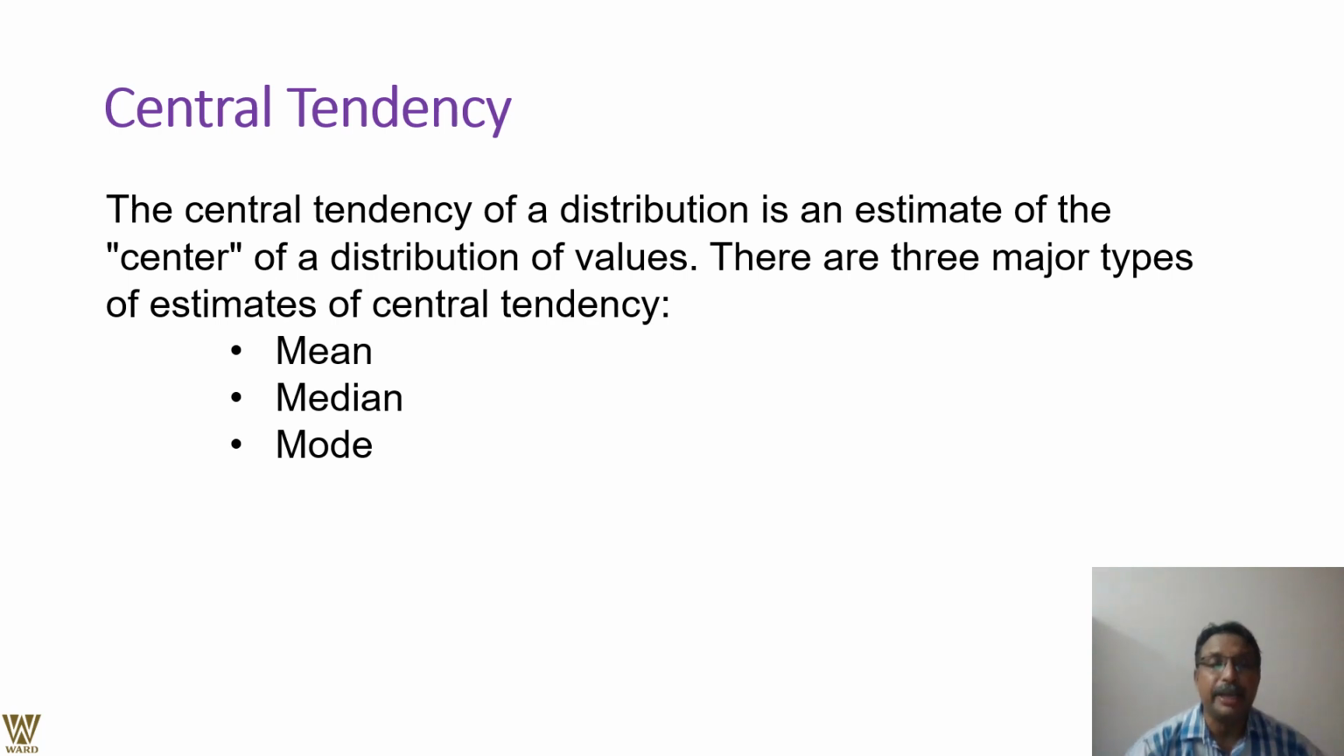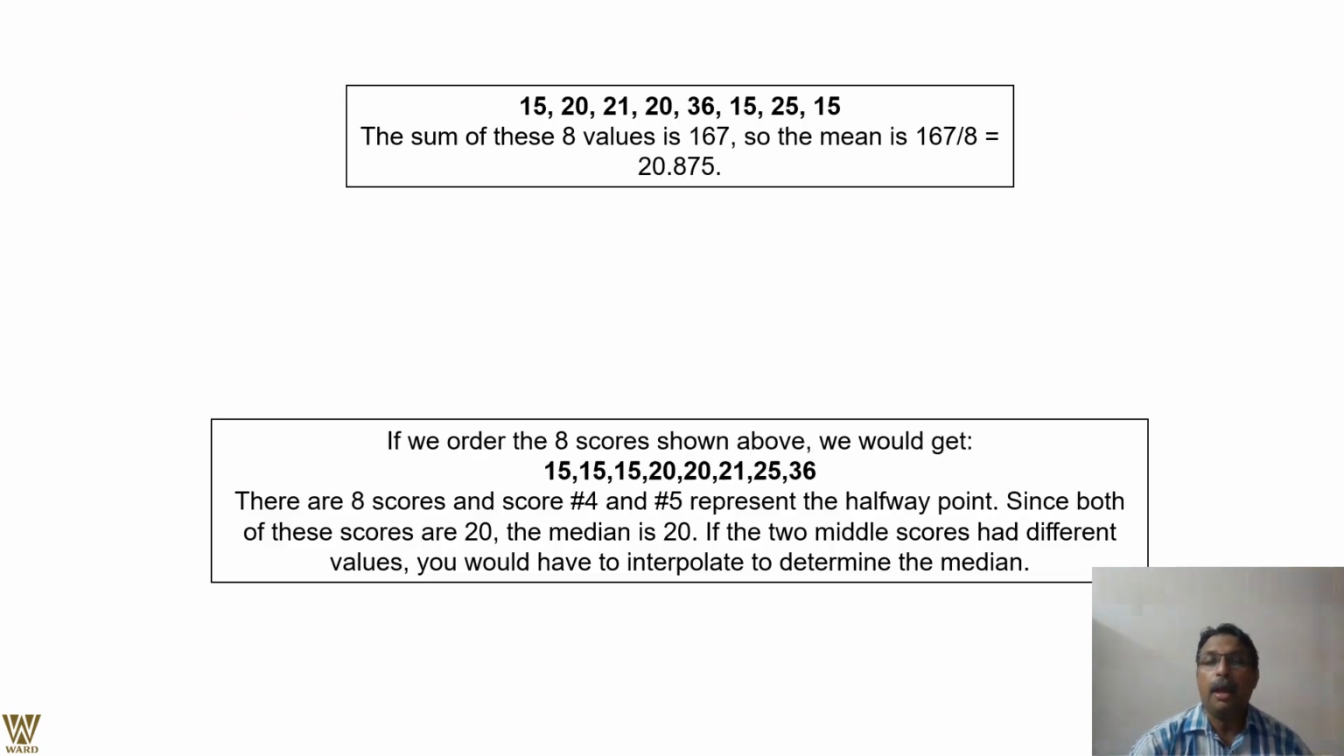So that is what central tendency is all about. Now, what are we looking at? Let's say we have a data set of 15, 20, 21, 20, 36, 15, 25, and 15, something called random. The sum of all these 8 values is 167. So what is the average, the mean? 167 divided by 8 would give me somewhere around 20.875.